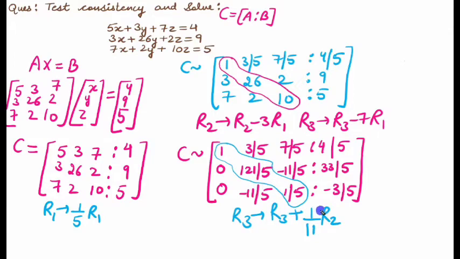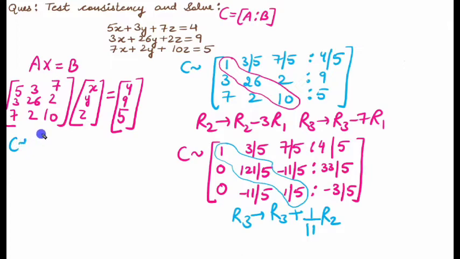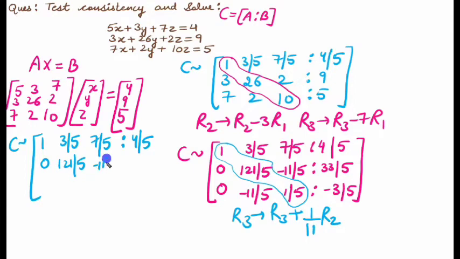So what we will be getting here after applying this operation, the matrix C would now become 1, 3 by 5, 7 by 5 and this will be 4 by 5. Second row भी as it is रहेगी because we have not operated any operation on this. Third row would change. It will become like this 0 0 0 and this will again be 0.